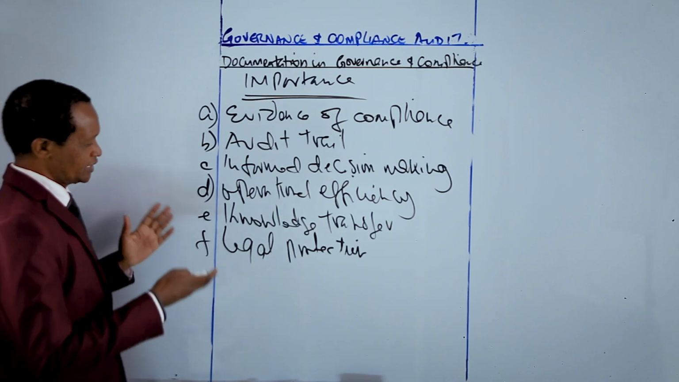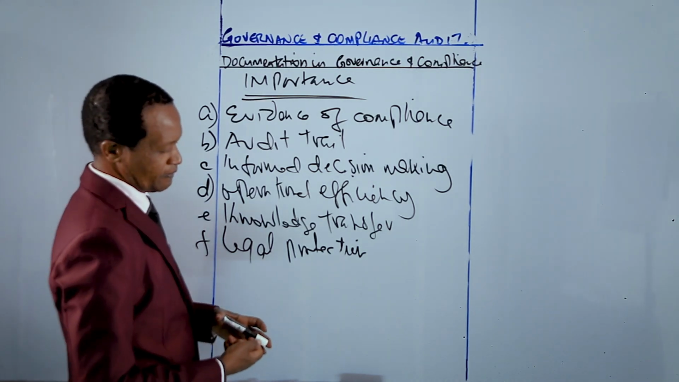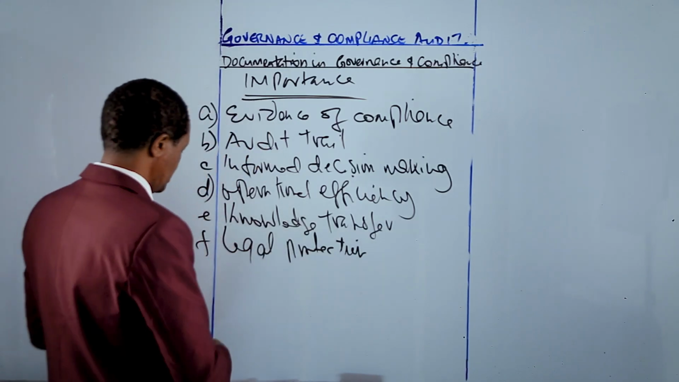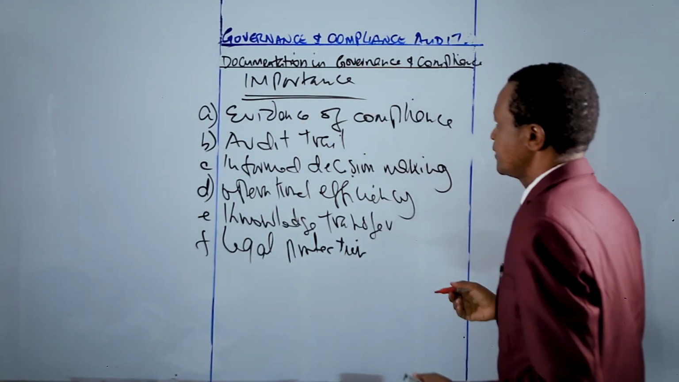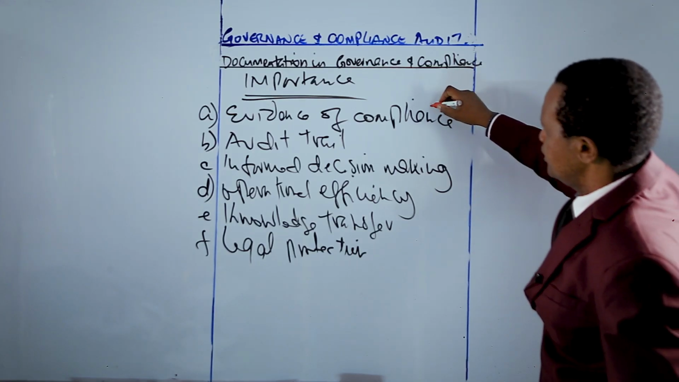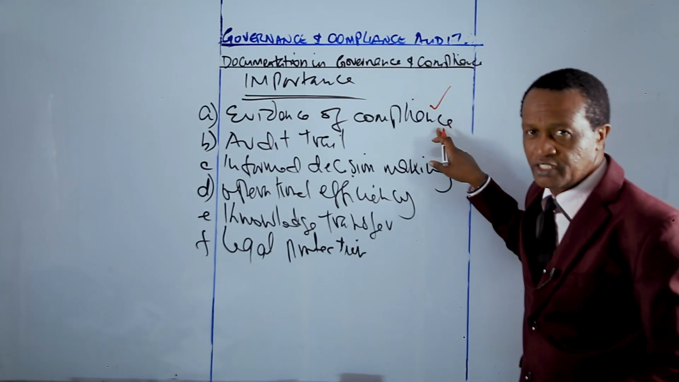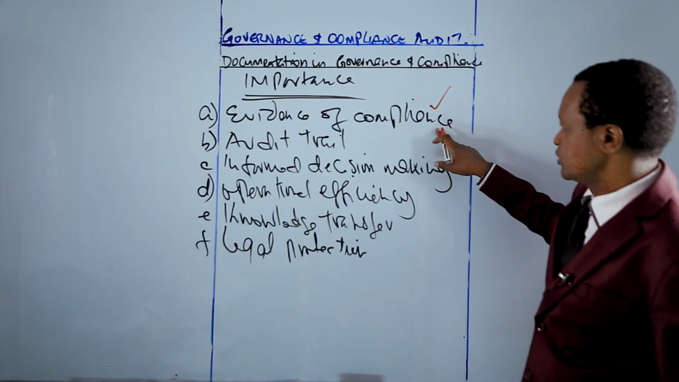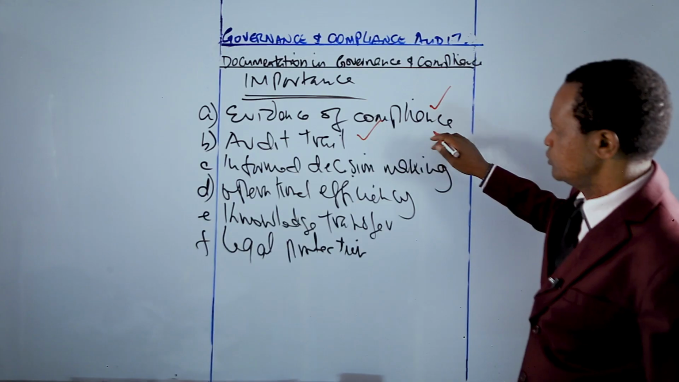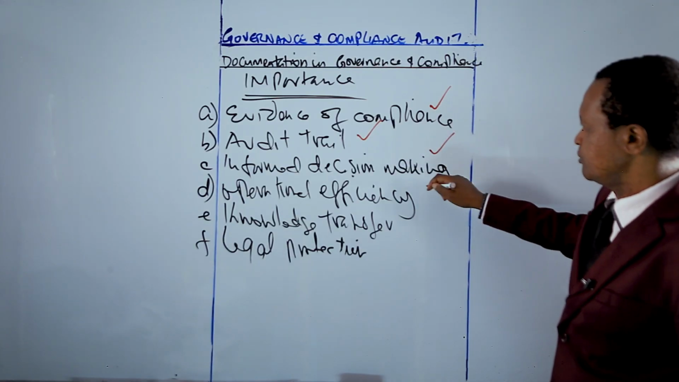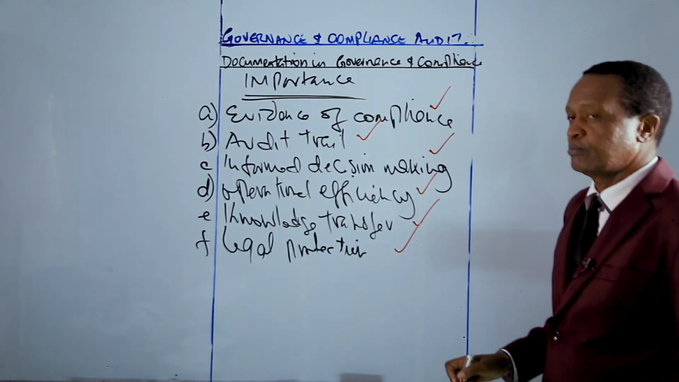So currently these are 6 reasons why documentation is important. One reason we've said is it's evidence of compliance, where an organization has proper documentation, then that can be evidence of compliance. Very easy to tell whether the organization has been complying or not. Audit trail, number 2. Number 3, informed decision making. Number 4, operational efficiency. Number 5, knowledge transfer and legal protection.